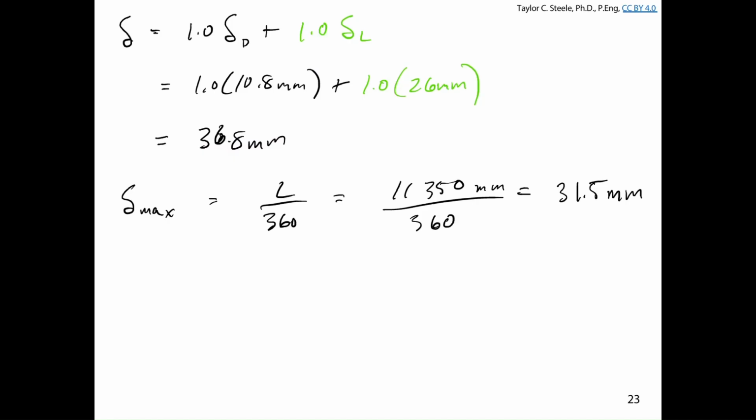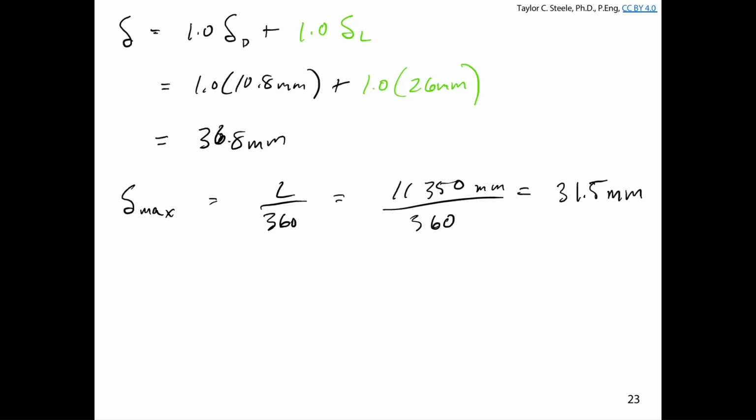Okay? So we calculated the maximum deflection we expect on the joist from the non-permanent dead loads and the live loads. That's 36.8. The maximum we are allowed to have is 31.5. Is our floor joist acceptable from a serviceability perspective? No. We've got more deflection than we're allowed, by about 7 millimeters. And so we would need to pick a joist that is slightly deeper, something that has a moment of inertia that's a little bit bigger, so that we can get that deflection down a little bit.